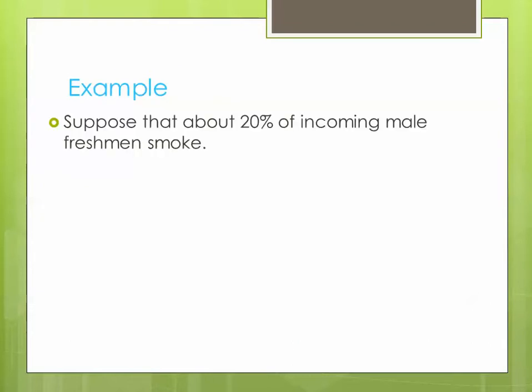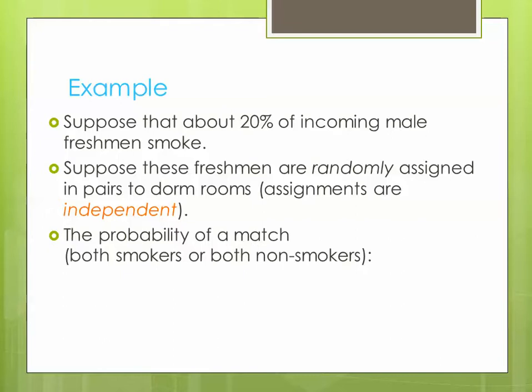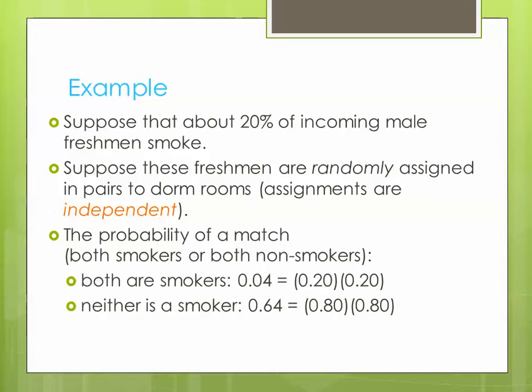Now here's an example. Suppose about 20% of incoming male freshmen smoke, and these freshmen are randomly assigned in pairs to dorm rooms, which means the assignments are independent. One does not influence the next. What's the probability that we have a match? Well, if both are smokers, that's 0.2 times 0.2 gives us 0.04. Both are non-smokers, it's 0.8 times 0.8, which gives us 0.64. So the probability of a match is 0.68. Either both smokers or neither is a smoker if it's a match.